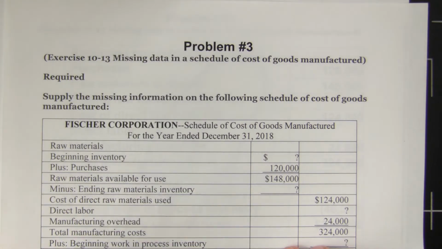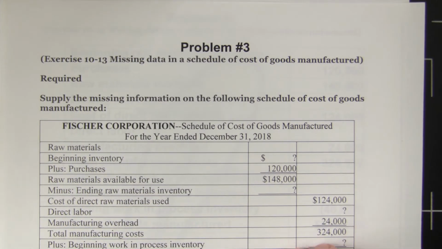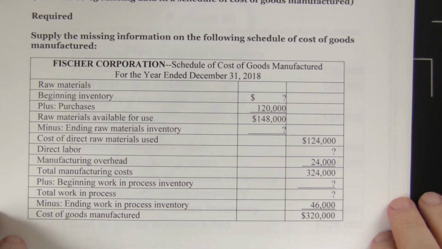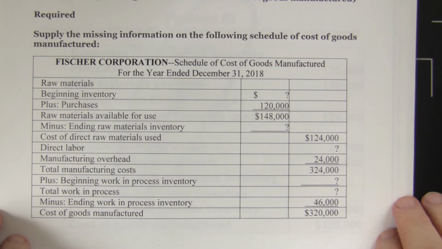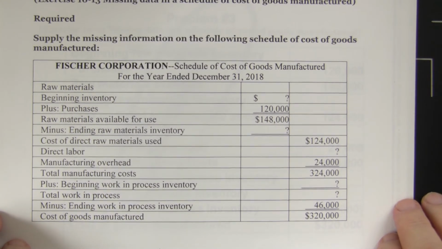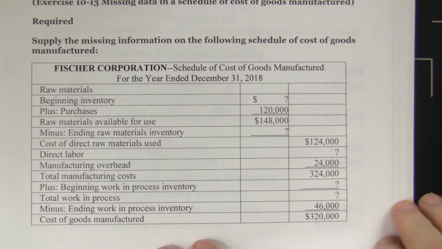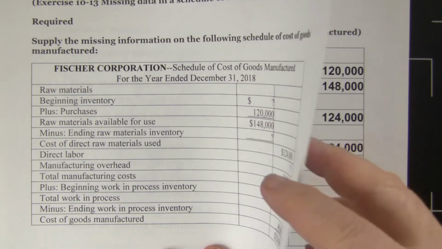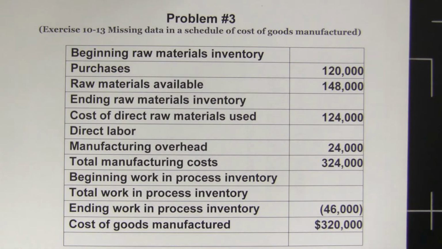Problem 3, which is exercise 10-13 in your text, problem 3 in Connect, gives us some information about Fisher Corporation, and it's going to try to test your understanding or your knowledge of the cost of goods manufactured. It gives us a schedule of the cost of goods manufactured with some significant numbers missing, and it asks you to figure those out. I took those numbers and just transposed them, just put them all in one column to make life a little easier.